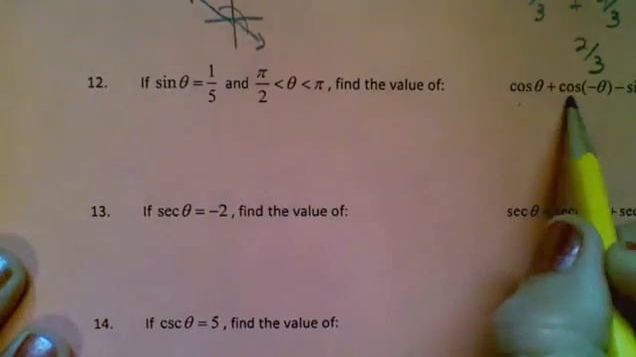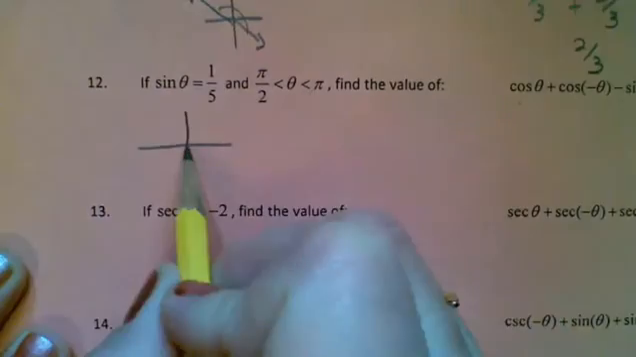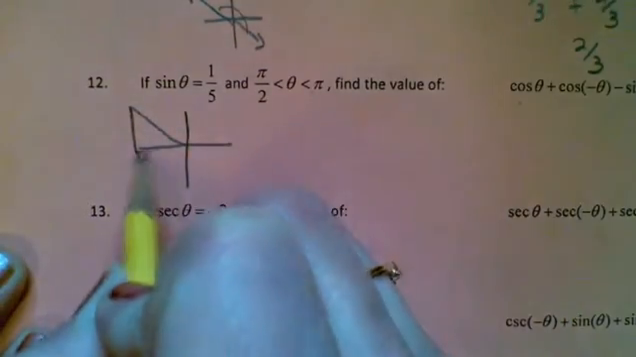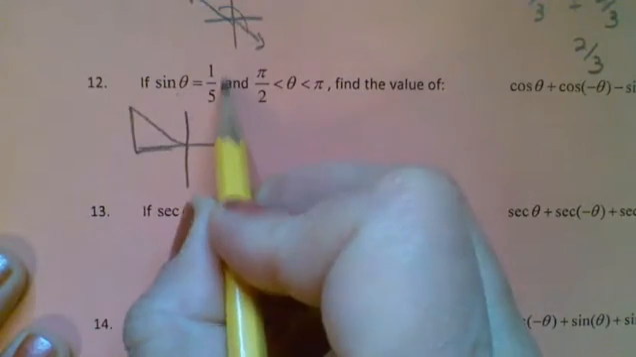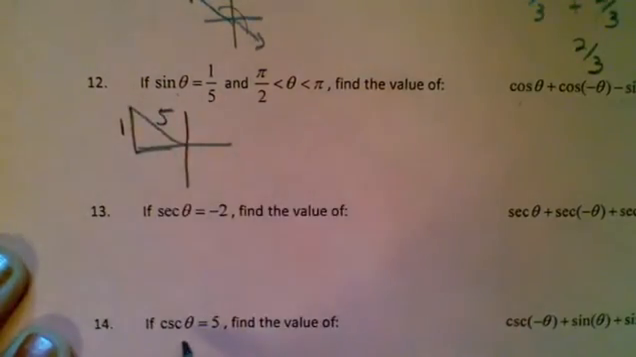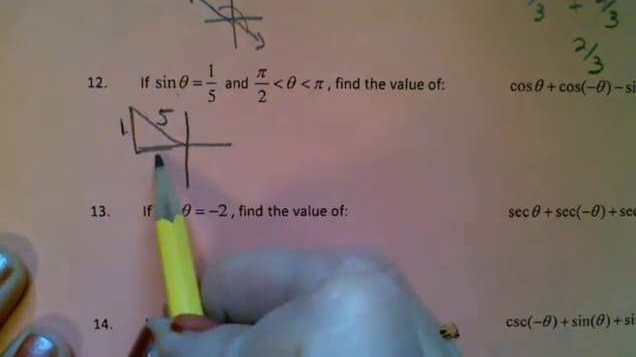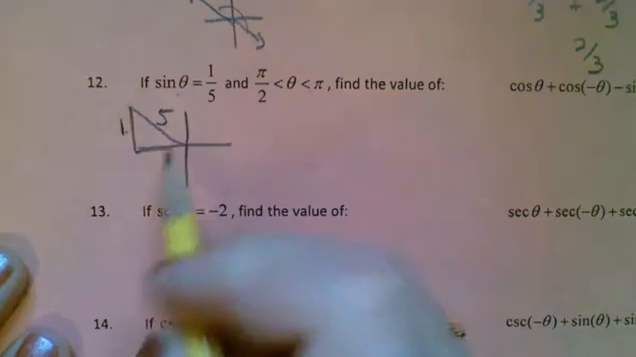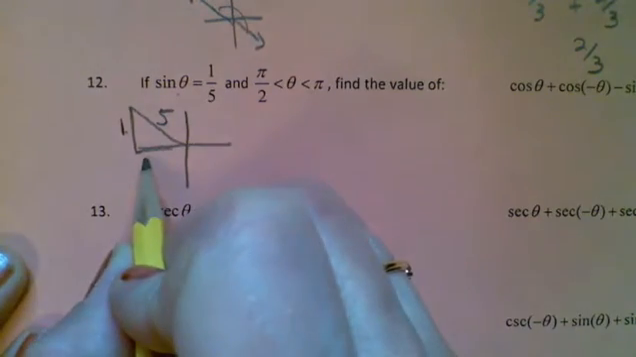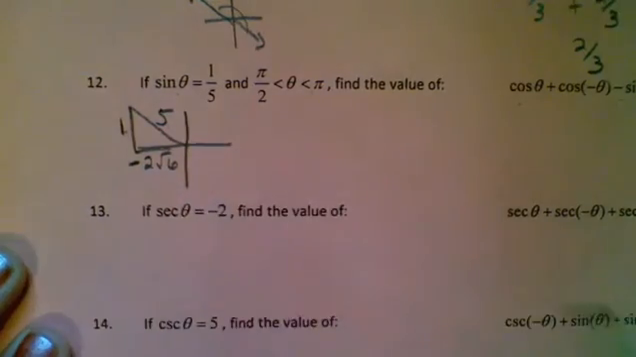With this one, it's a little bit different because now I give you the sine and I'm asking about the cosine. So with this one, we better draw a picture. It's between pi over 2 and pi, somewhere over here. If the sine is 1/5, that means your y value is 1, your radius is 5. So if you use the Pythagorean theorem, 1 squared plus x squared equals 25. You should get the square root of 24, which we're going to reduce to 2 radical 6, and it's going to be negative because it's in the second quadrant.